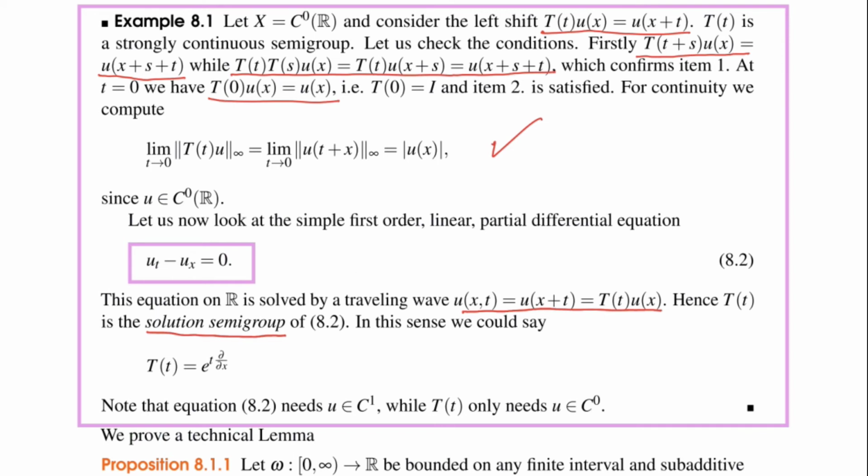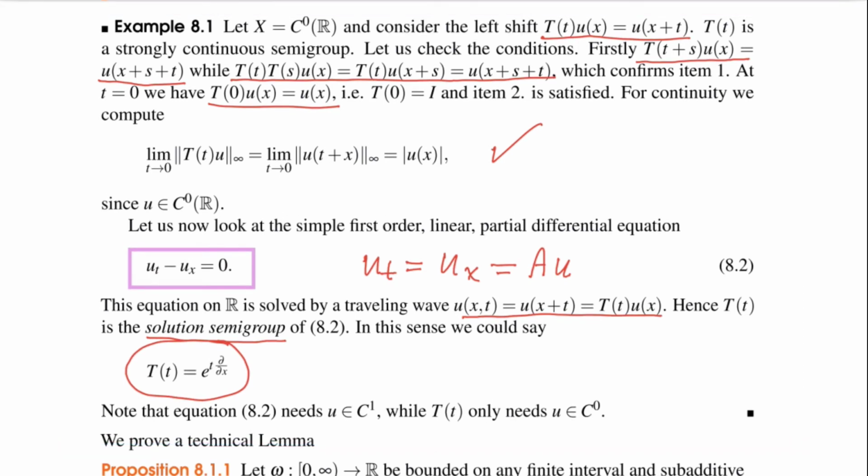Or if you write the PDE in this form, you could write this as u_t equals u_x, and then maybe this is like an operator A of u, where A is d by dx. So in this sense, we could actually say T(t) is the operator exponential e to the t d by dx. Now, this was a very quick way to come to a solution semigroup and write it as operator exponential. So we can't be that quick. This was just a formal relation. There's a little bit more mathematics involved that we need to do.